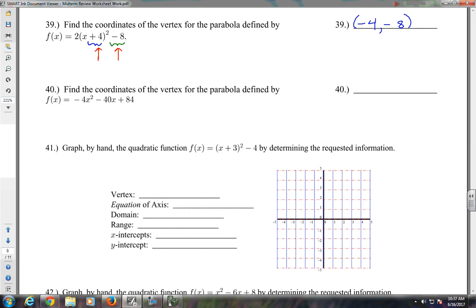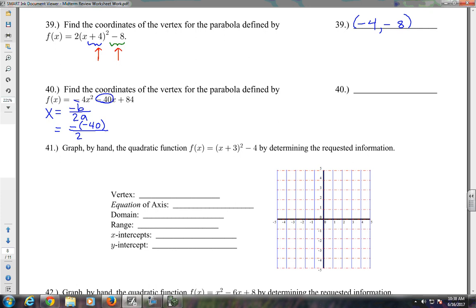Now, on number 40, if your quadratic function happens to be in this multiplied out combined form, we do have to know a formula. Please memorize this for your test. To find the x value of the vertex, we're going to find negative b over 2a. A, b, and c are the same a, b, and c that we found with our quadratic equations. So b is the coefficient of our x term right there. Notice it's negative. We've got a negative from the formula, and we have a negative b that we're plugging in. So I've got a double negative to simplify there.